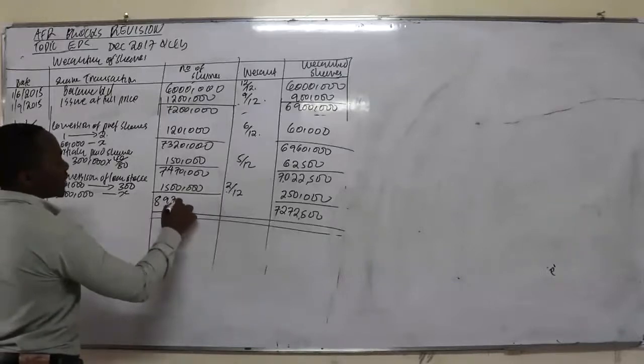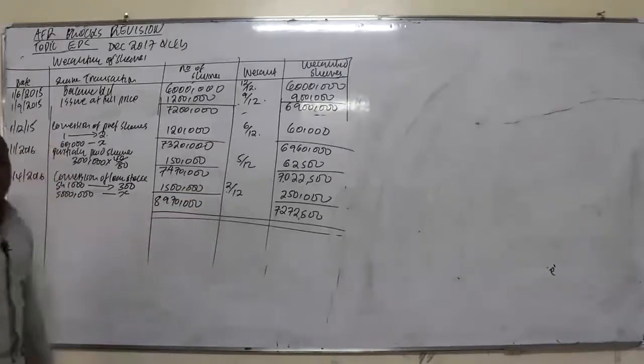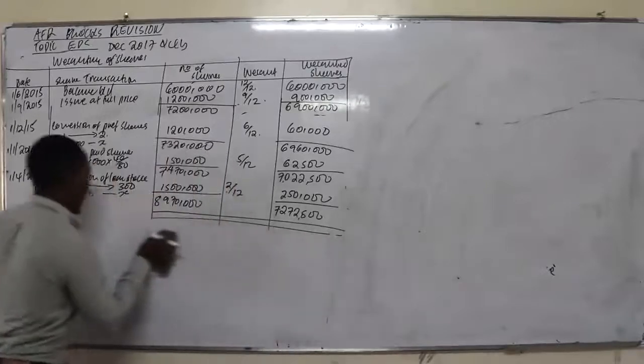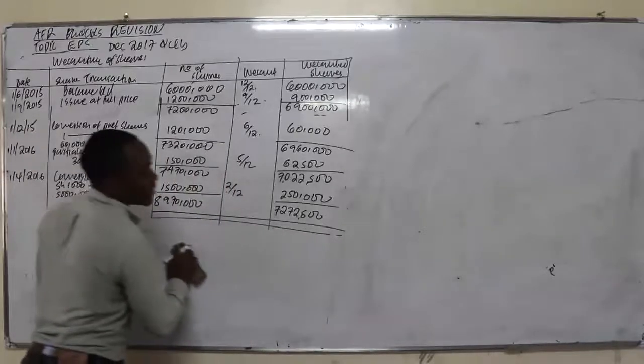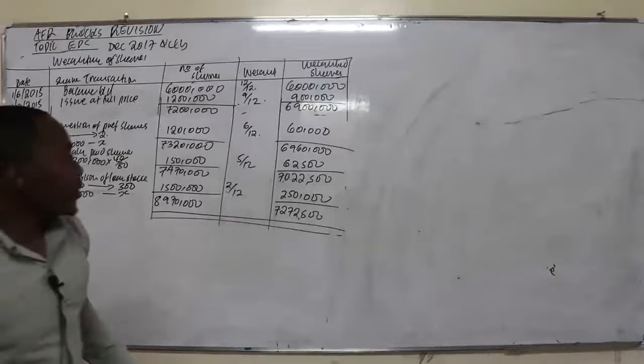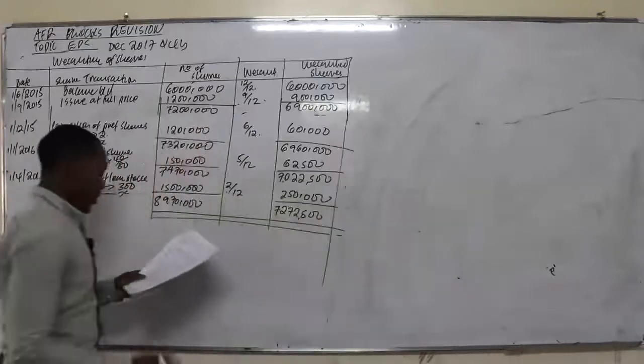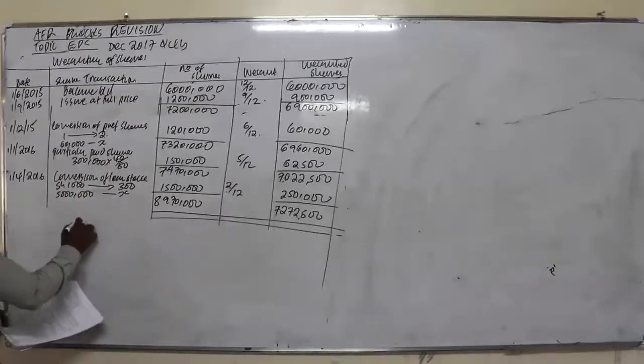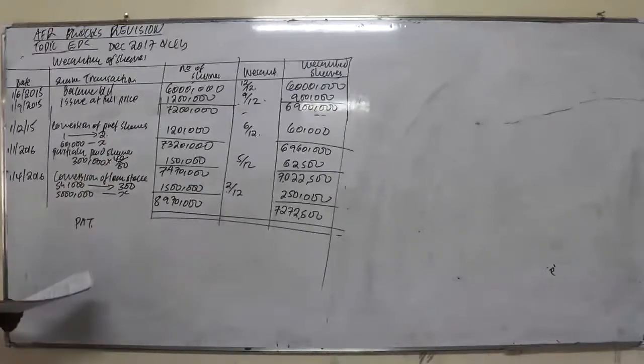89.70. So we have weighted all the shares. That's how you weight the shares. Required number one is the basic EPS. So can we get the basic EPS? To get the basic EPS, do we have the profit after tax? Yes, let's read number one.